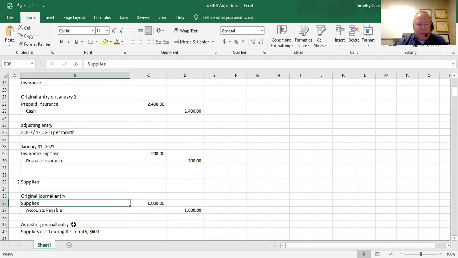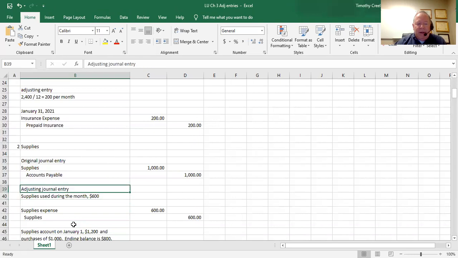Our initial entry would be that we would debit supplies and we would credit accounts payable. Typically, purchases like this are made on account. So you've got a Staples charge, if it's office supplies, and you go to Staples, you purchase supplies, and basically you put it on your Staples charge and you pay it off next month. That's a pretty typical transaction here. Now, the adjusting entry, you might see it in different ways, and we're going to look at it two different ways that you would probably see it.